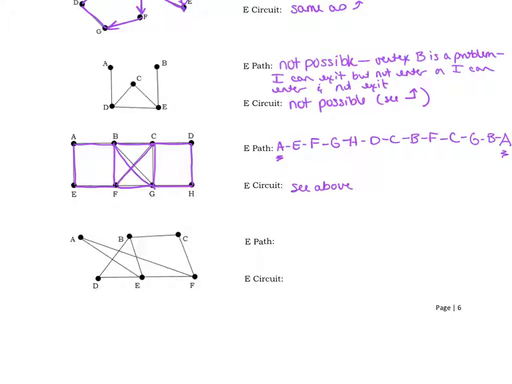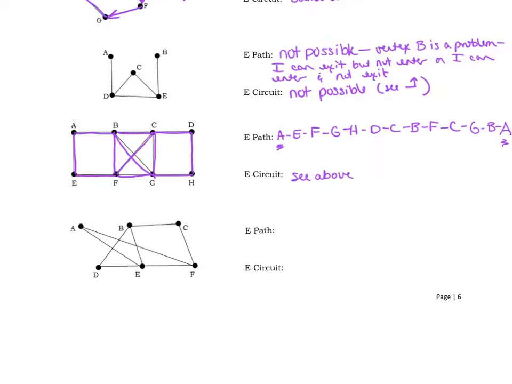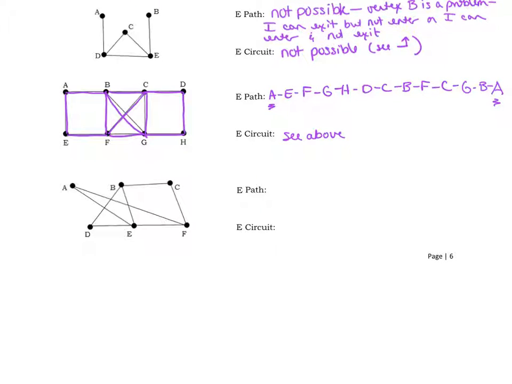We started and ended at the same vertex, vertex A. So that is our Euler path, or our Euler circuit and our Euler path. We don't have to come up with another one. Those happened to be the same thing.